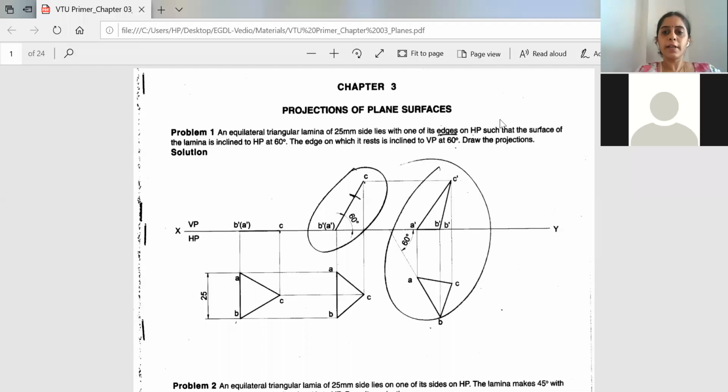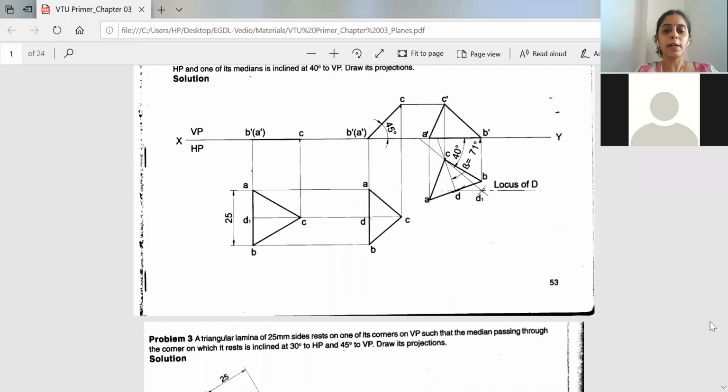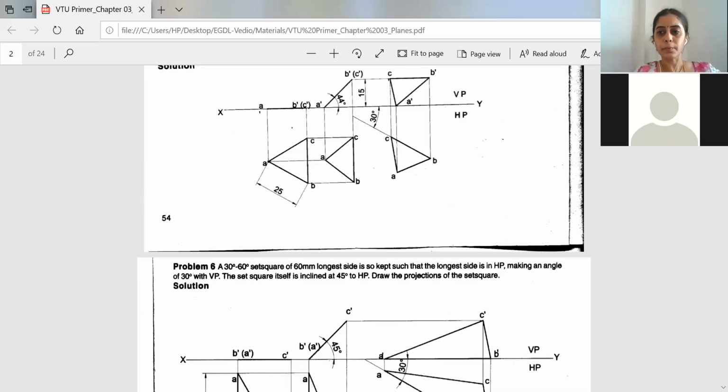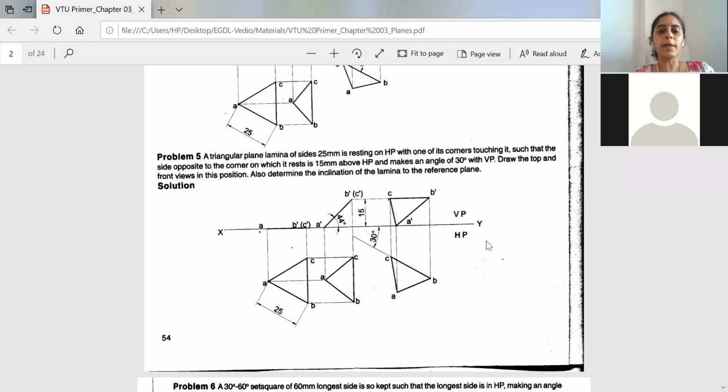Videos are being shared. Related to plane surfaces, we have solved the problems of triangular lamina, all the 4. The alpha beta categories problem is done. And this one I'm explaining is the 5th problem.